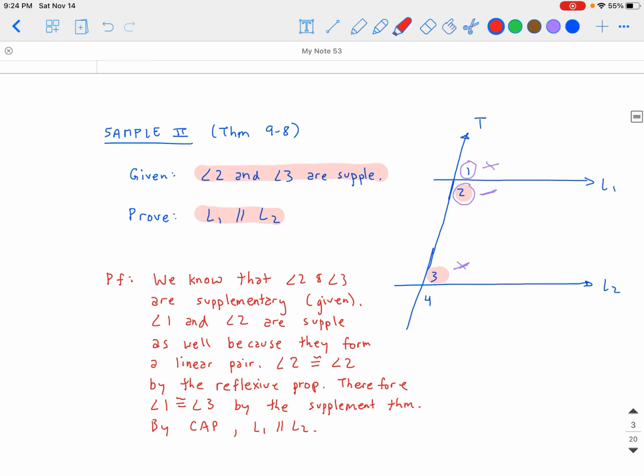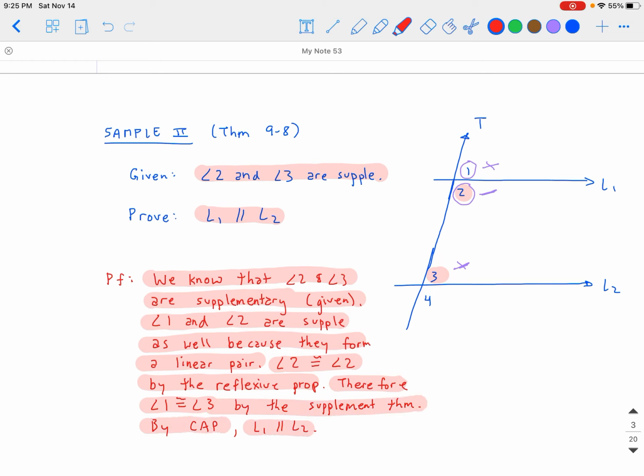So here, let me just go ahead and reiterate what I said as a paragraph. We know that angle 2 and angle 3 are supplementary to each other because that was given. Angle 1 and angle 2 are supplement as well because they form a linear pair, just like it says in the picture. Then we say angle 2 is congruent to itself by the reflexive property. Do you necessarily need that? Not necessarily, but I'm just trying to set up everything that we have for the supplement theorem. And I need to have something about if two angles are congruent, then their supplements are going to be congruent. And that's why that's there. So therefore, angle 1 is equal to angle 3, or congruent to angle 3, by the supplement theorem. And then by CAP, line 1 is parallel to line 2. And there you go. That's pretty much it.